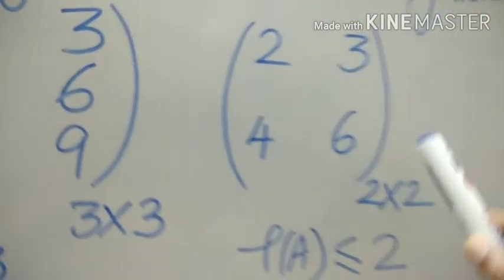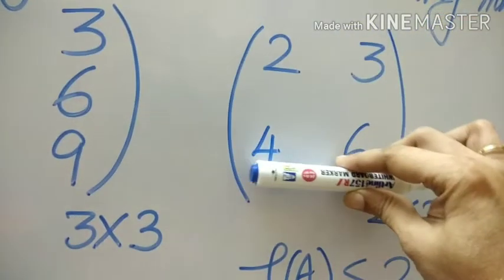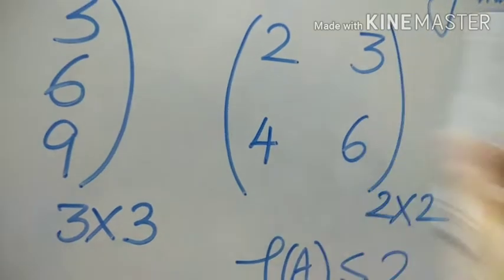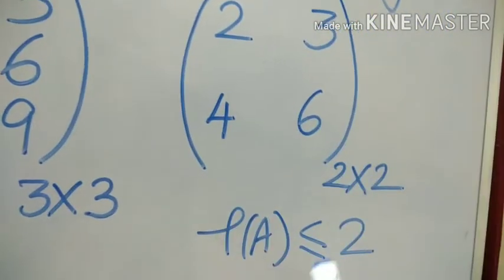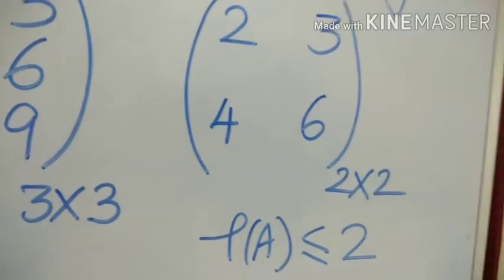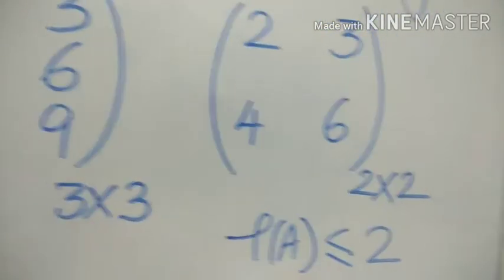See, look at this example. There is 2, 3, 4, 6. How many rows? 2 rows. And how many columns? 2 columns. It's a 2 by 2 matrix. Now rank will be less than or equal to 2. Now I have to exactly find out the rank. Let me proceed like this.